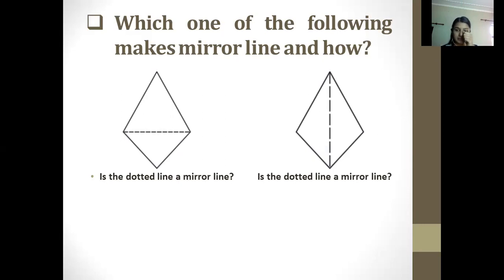No, exactly. It is not making a mirror line, because if we fold it, the upper portion of that image is bigger than the lower one. So we won't consider it a mirror line. What about the second one? Is the dotted line a mirror line? Yes, students, what do you think? You can try as well. You can cut some paper into this shape and fold it and check it out.